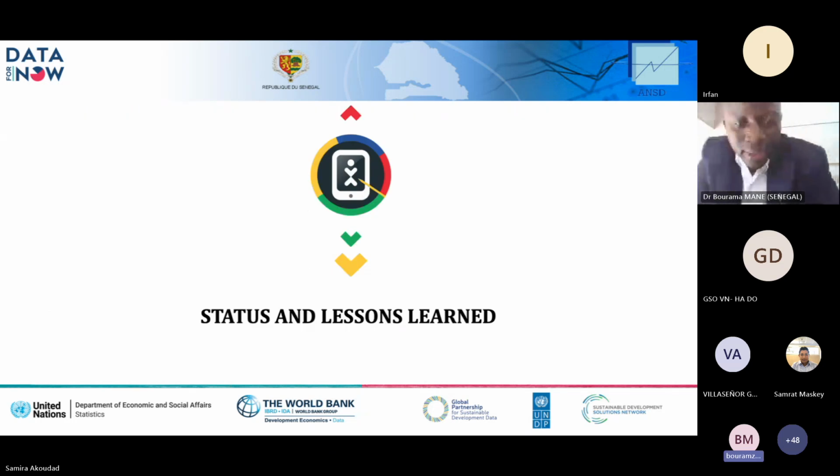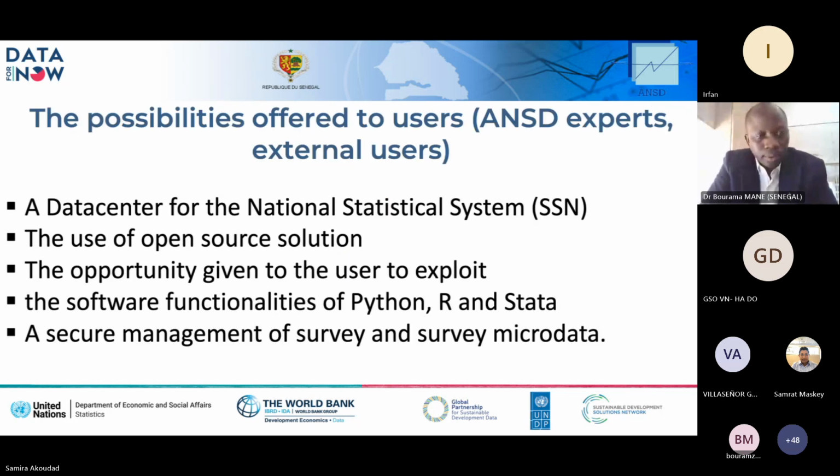So now, for the study and lessons learned, the implementation has offered users a data center for the National Statistical System. That is a data center that can store all the data products in their services. The use of open source solutions is also an opportunity that we have. All our experts, all our researchers can use this open source platform to access data and do the analysis for all data that we have stored in the data center.